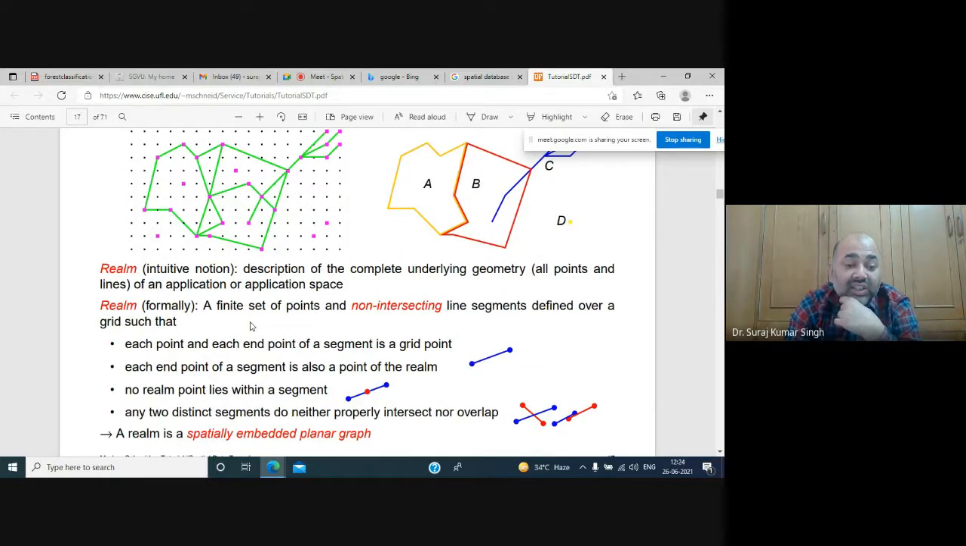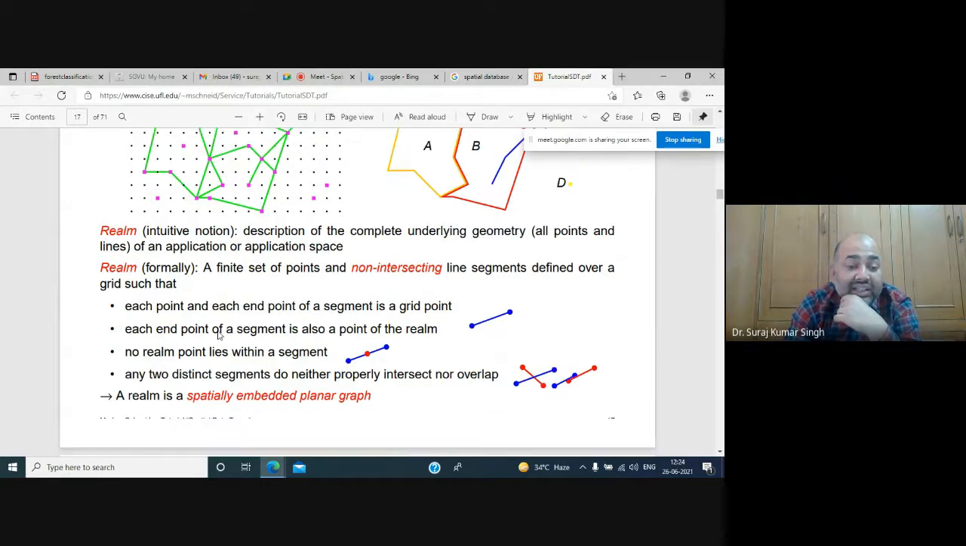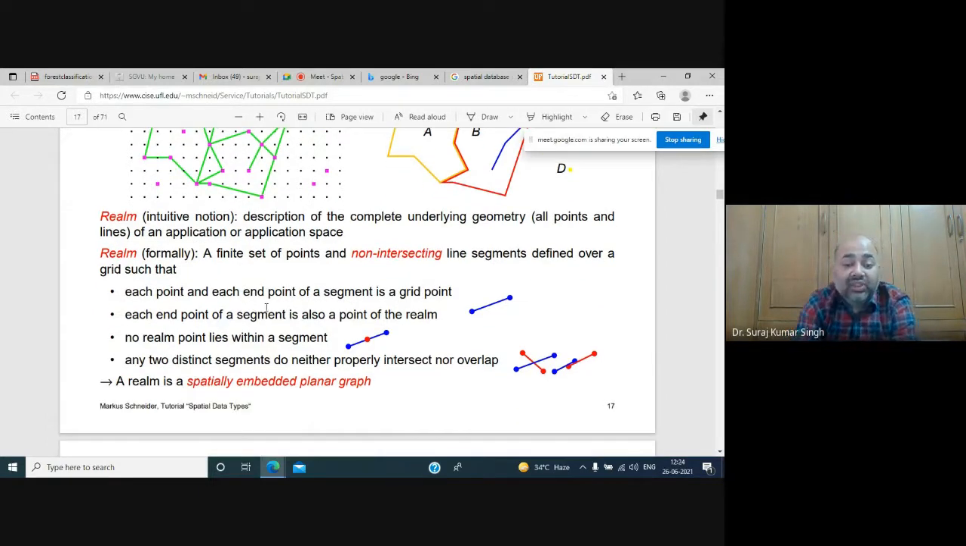So what does it say formally? A finite set of points and non-intersecting line segments defined over a grid such that each point and each endpoint of a segment is a grid point. Each endpoint of a segment is also a point of the realm. No realm point lies within a segment, and any two distinct segments neither properly intersect nor properly overlap. So you can see that these are the errors that you are creating.